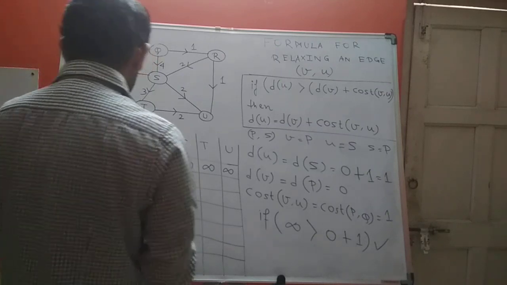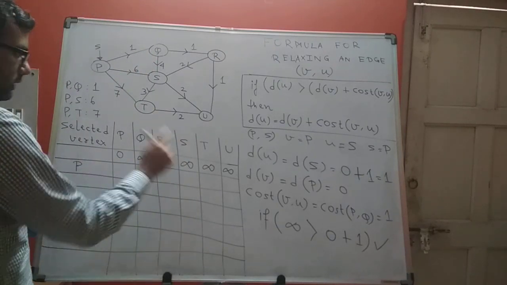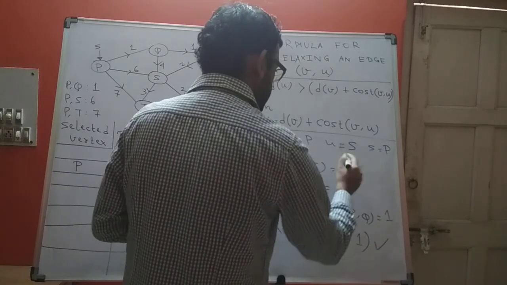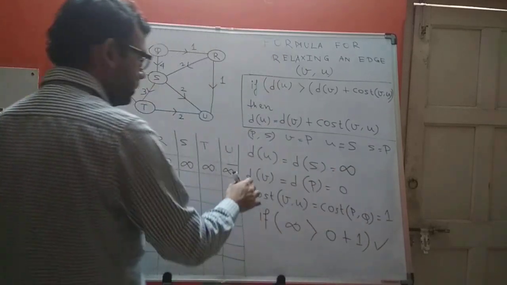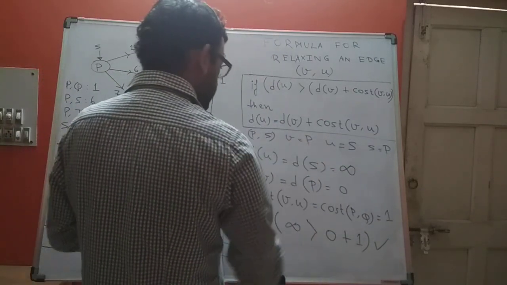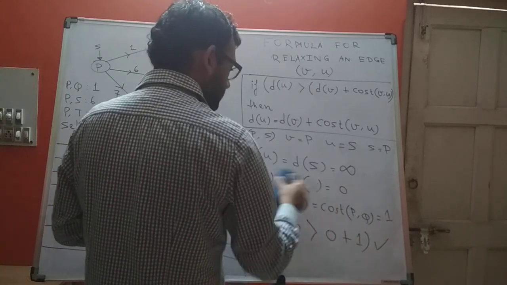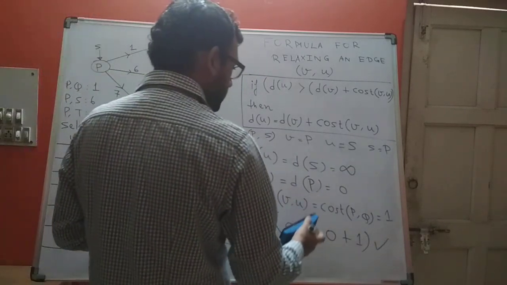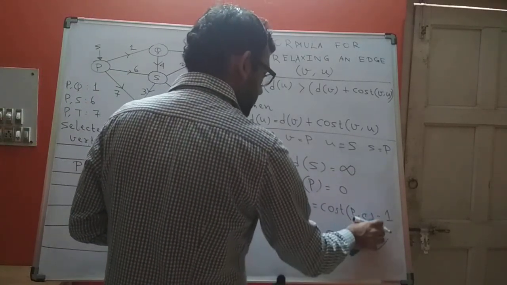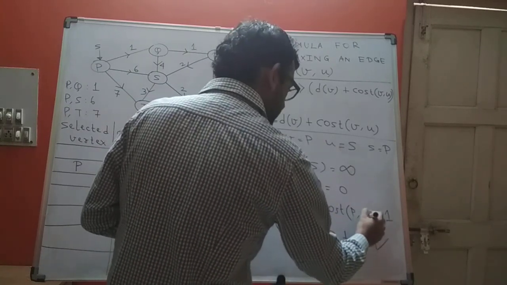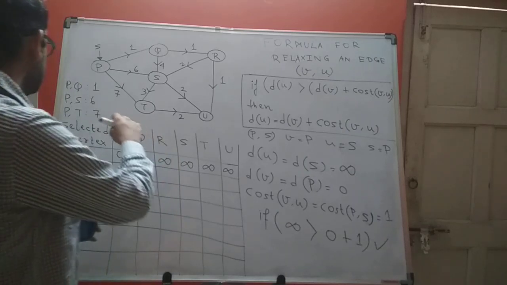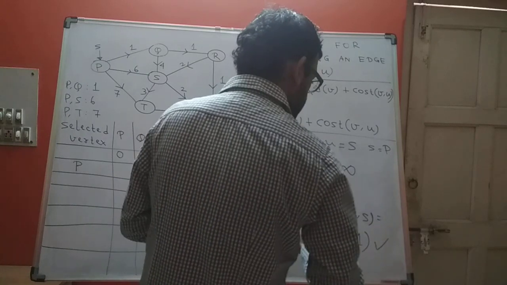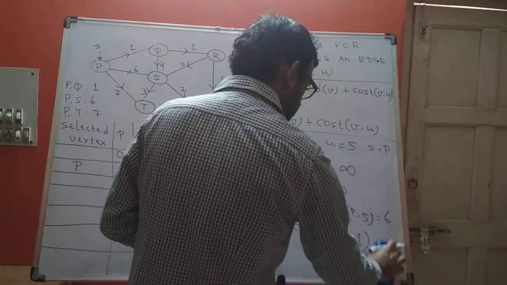Now what is the distance to s? The distance to s from p is infinity. So here I have infinity. Now what about dv? dv is distance of p from p itself. This will remain p. So distance of p from p itself is 0. Now I'll check cost of v comma u. Cost of v comma u is nothing but cost of p comma s. So what is cost of p comma s? Look at this. P comma s is 6. So the cost is now 6.